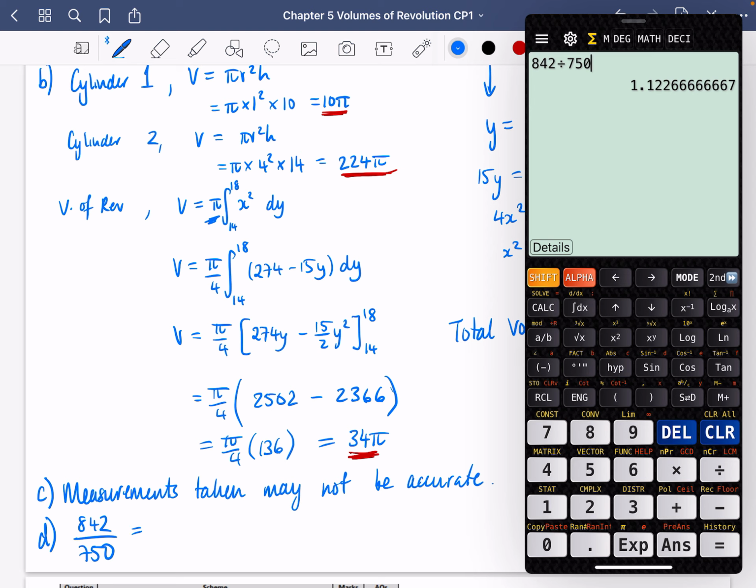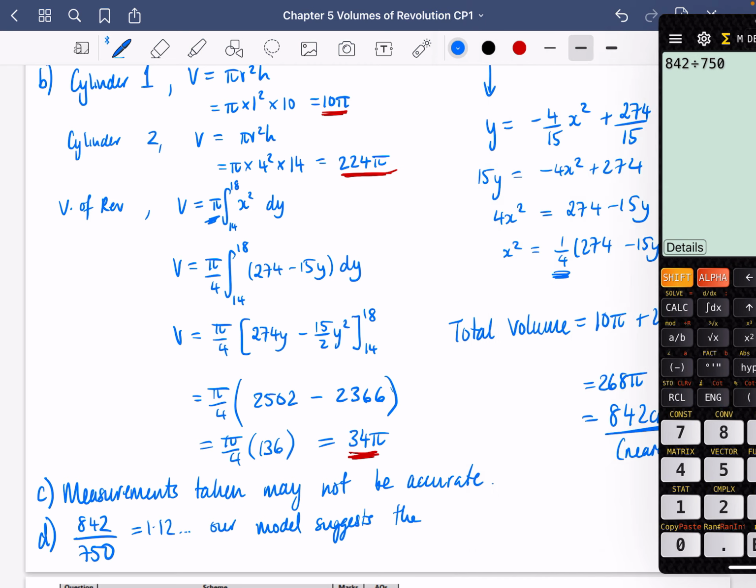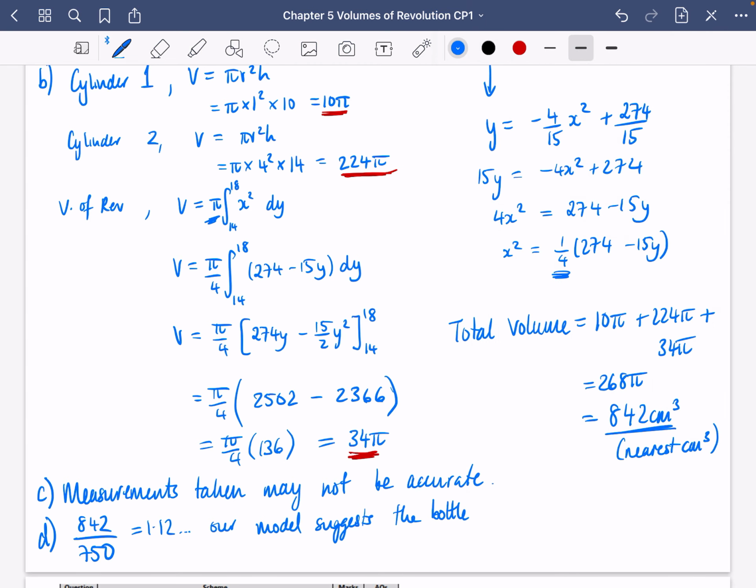So we could say our model suggests the bottle holds 12% more than the label. So this is not a good model. This is not a very good model.